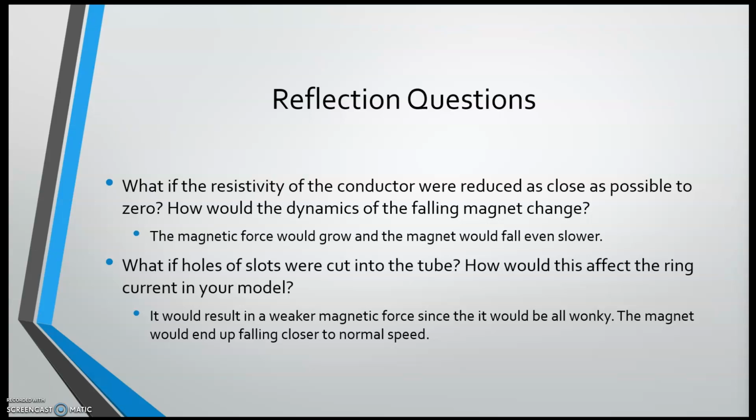And what if holes or slots were cut into the tube, and how would this affect the ring current in your model? Well, it would result in a weaker magnetic force since it wouldn't be a perfect cylinder, and there would be magnetic field going through the holes as well, and it would just make it all wonky. Sorry, the bar magnet would end up falling closer to a normal speed rather than the slowed down version.